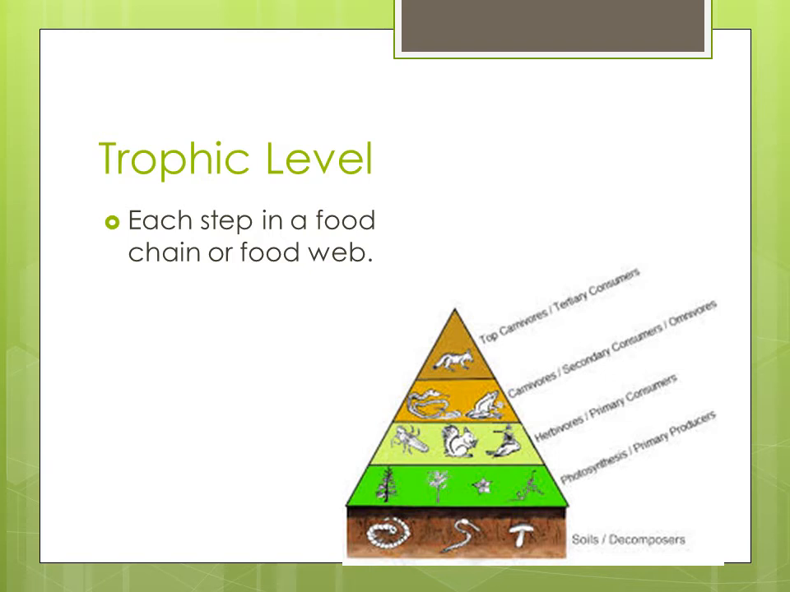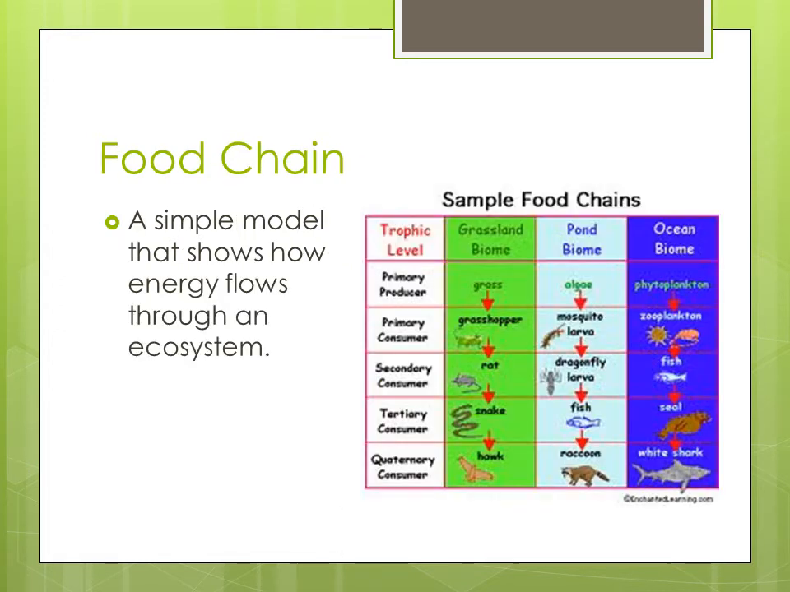And then you have the top carnivores, and those are tertiary consumers. And that top predator, top carnivore, tertiary consumer concept, that is the top of the food chain. And so we talk about that sometimes as being what's at the top of the food chain, what eats everything else below. So let's look at this food chain. It's a simple model that shows how energy flows through an ecosystem.